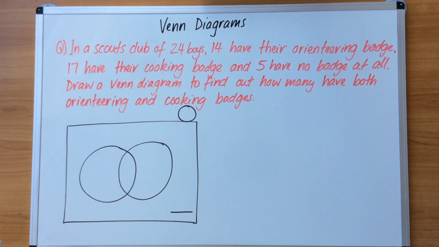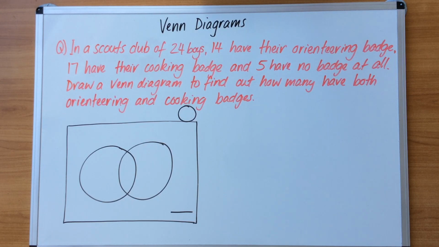Let's now take a look at this question here. It says, in a Scouts club of 24 boys, 14 have their orienteering badge, 17 have their cooking badge, and 5 have no badge at all. Draw a Venn diagram to find out how many have both orienteering and cooking badges.